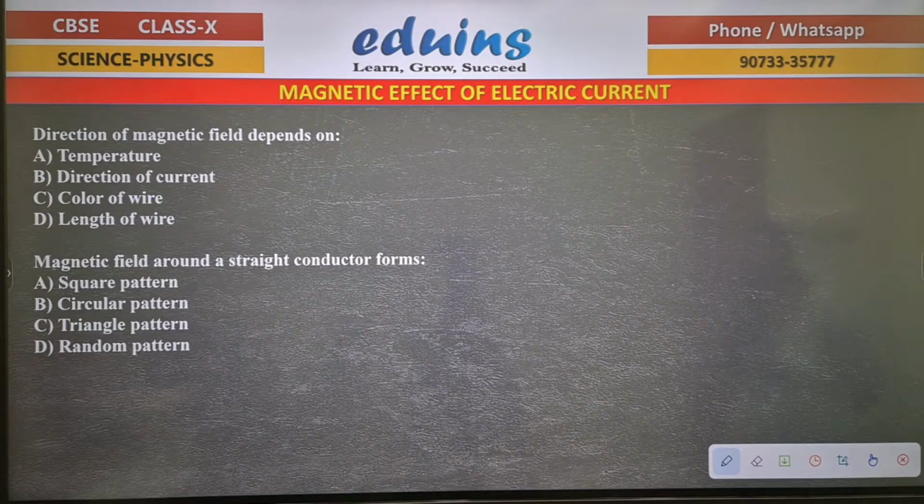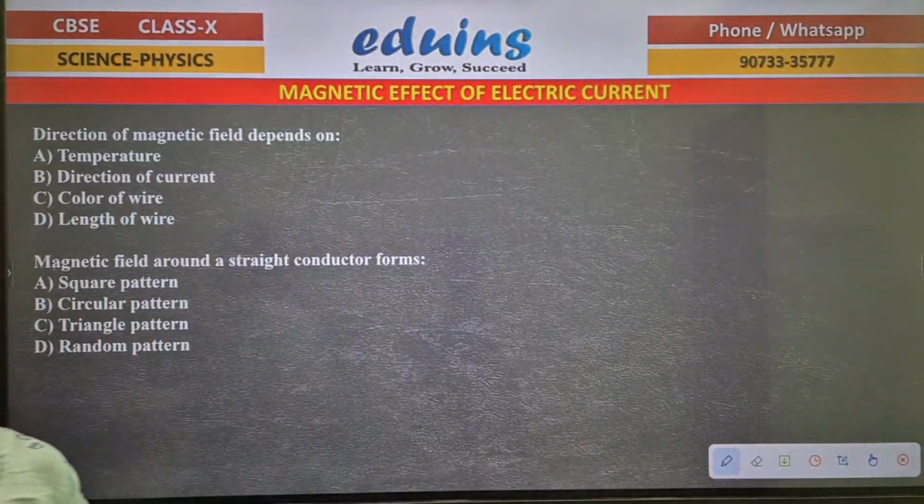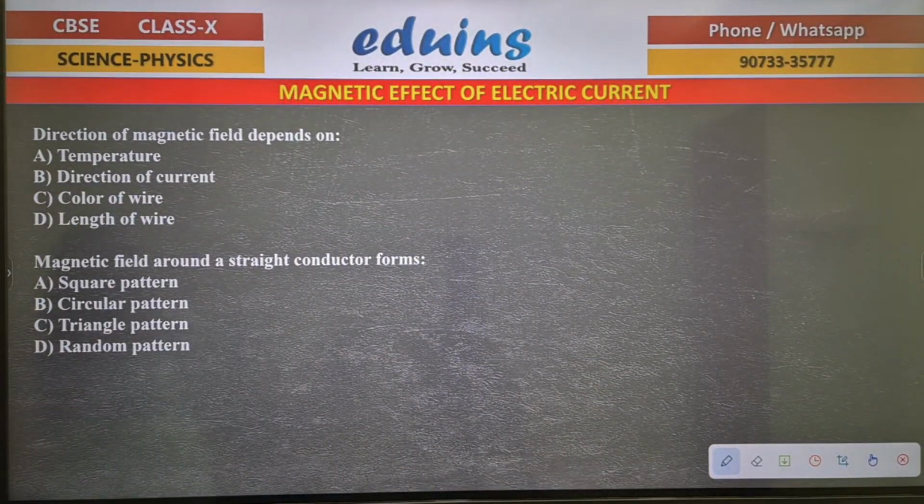Direction of magnetic field depends on the temperature, direction of current, color of the wire, or length of the wire. So direction of magnetic field depends on which factor? Anyone from the comment section?